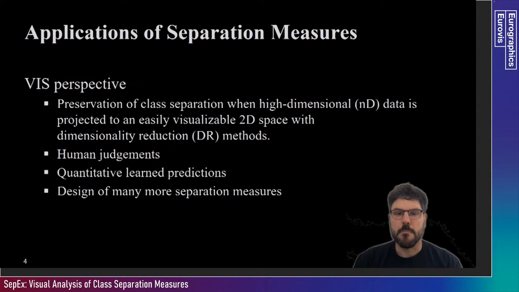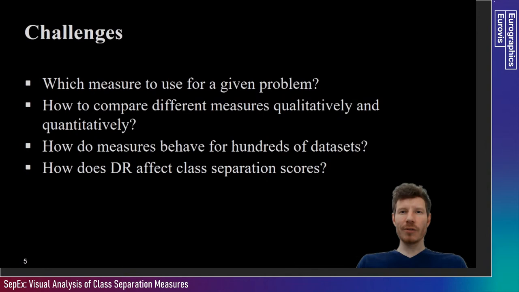Many separation measures have been proposed in the past, some based on heuristics, some learned from human perception, and many of them quite useful. There is not a single best measure that fits all purposes best. So, which measure to choose for a given problem? How can different measures be compared qualitatively but also quantitatively? How do measures behave for hundreds of datasets? And finally, how does dimensionality reduction affect class separation scores?